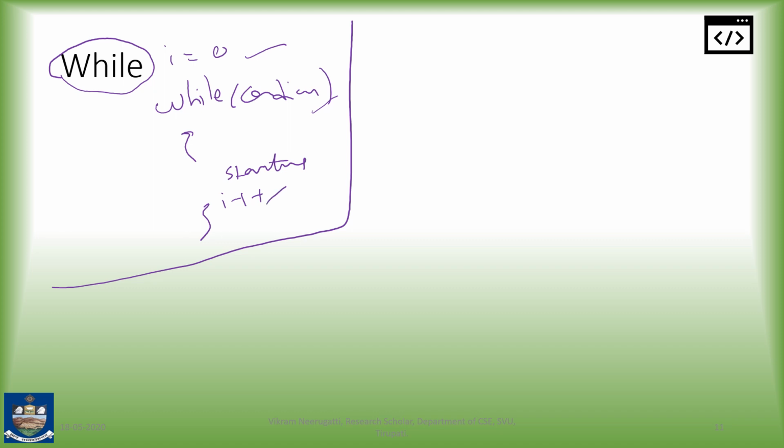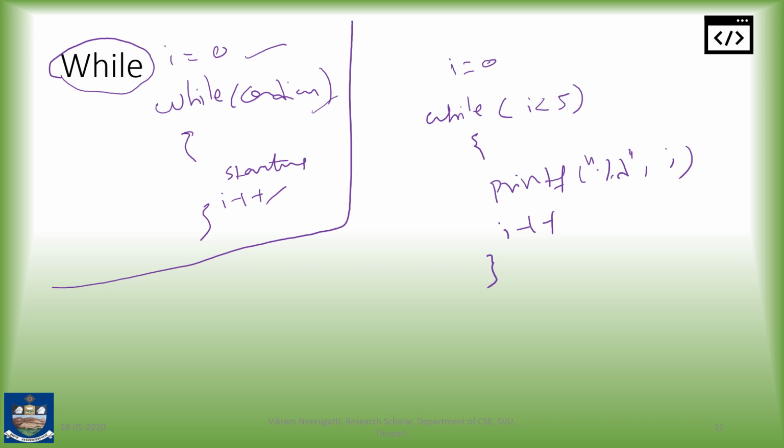So the previous program can be written in while. How? I am initializing here. I am saying the condition I less than 5, and I am printing the I value and incrementing the I value. I need to put this in the main because C program execution will start from main. So this is the while loop.